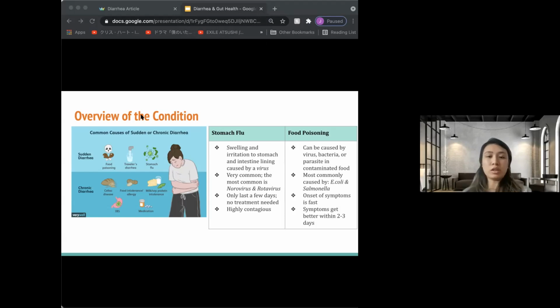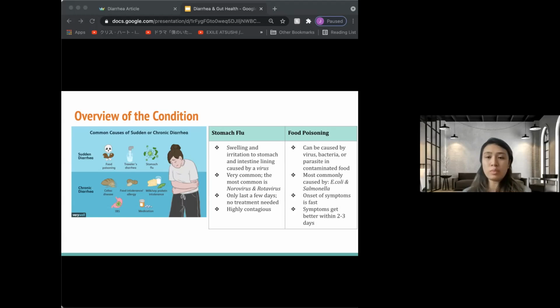As you can see in the chart on our left, some sudden diarrhea causes are food poisoning, traveler's diarrhea, or stomach flu. And the chronic causes are celiac disease, irritable bowel syndrome, medication and their side effects, lactose intolerance. But for the sake of this presentation, we're going to focus on the acute or sudden diarrhea, which is stomach flu and food poisoning.